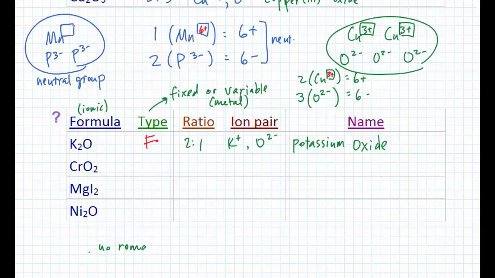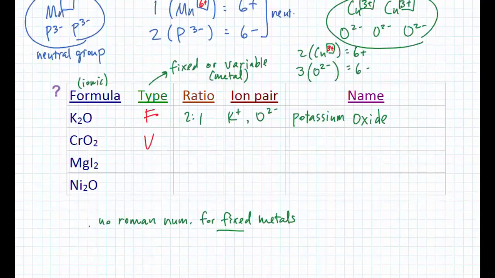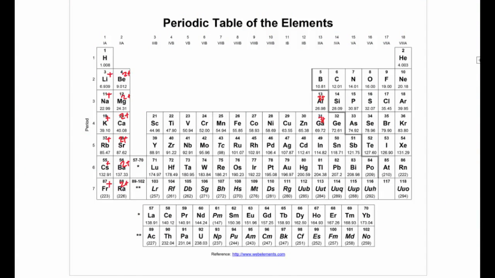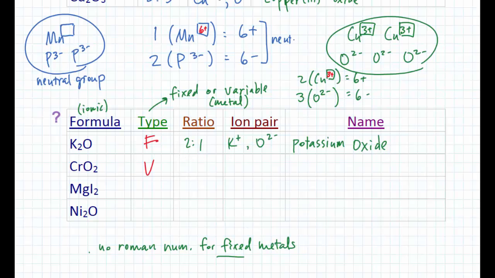No Roman numeral for fixed metals. Okay? So, not so bad. Cr is variable, right? It's right in here somewhere. Okay? It's a what ratio? The formula tells us that I have one Cr for every two of those O's. Cr is variable, so let's do a box and go on.